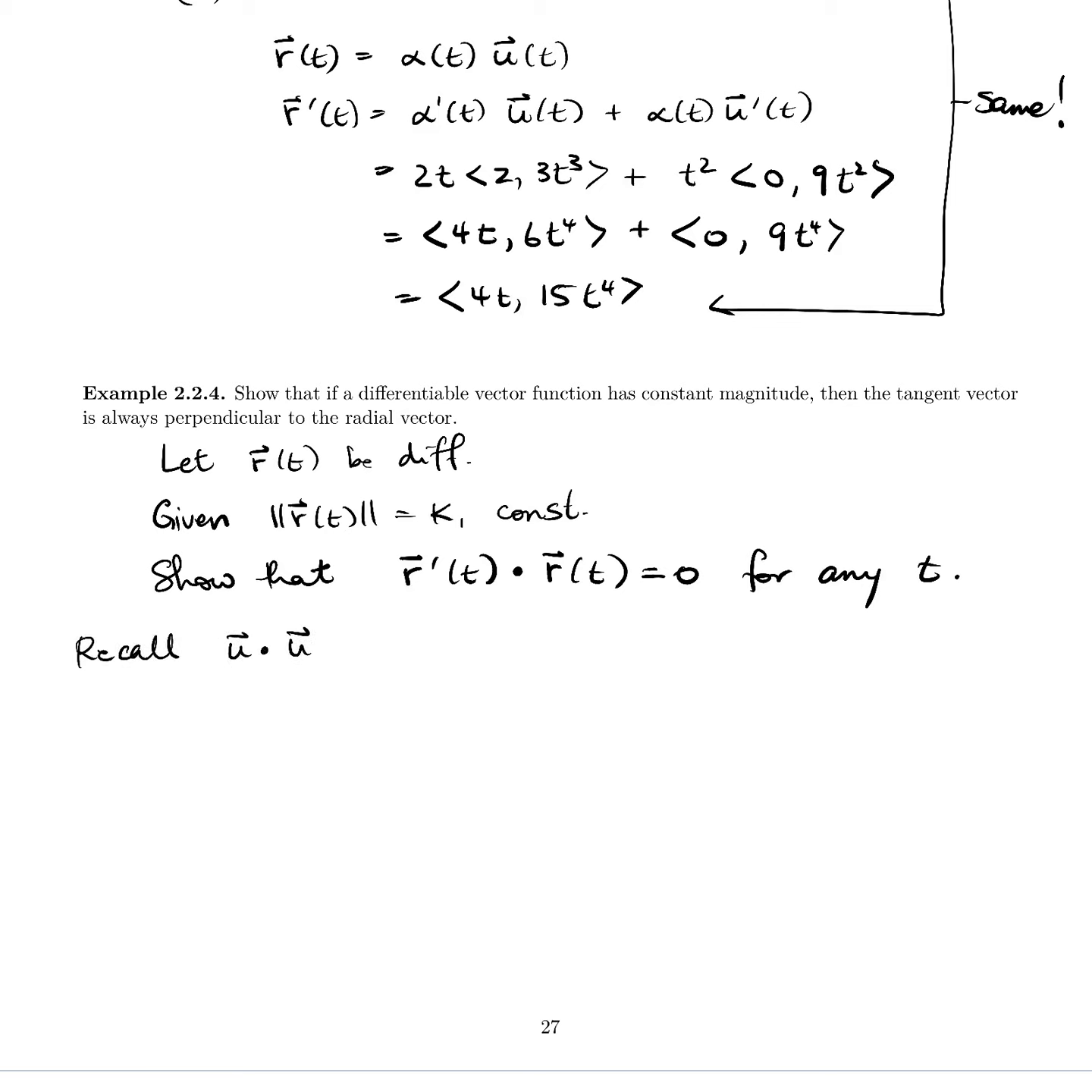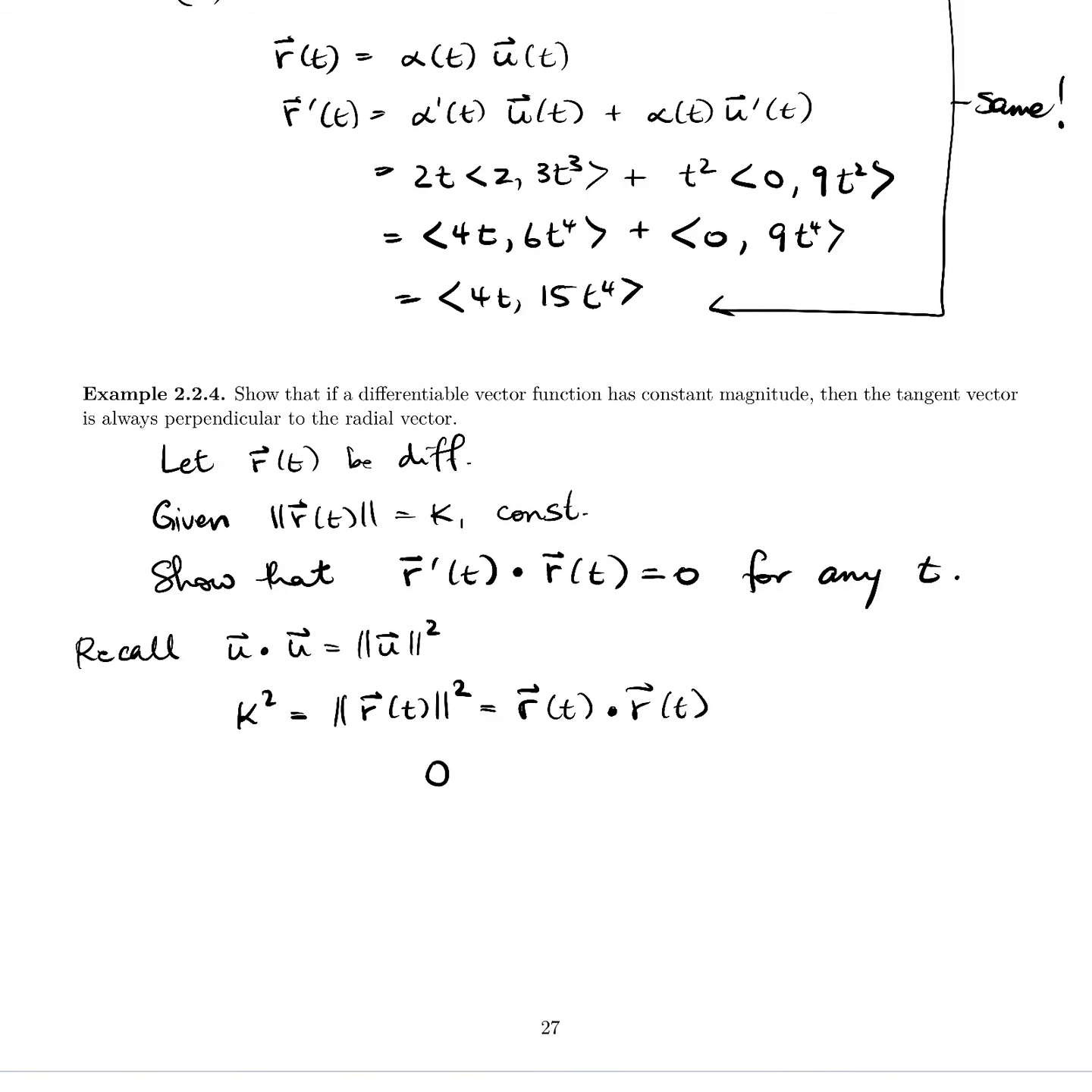And the way we're going to do that is by remembering this property, that the dot product of two vectors gives the length of the vector squared. So k squared is the length of r of t squared, which is r of t dotted with itself. Now if we take the derivative of both sides, the derivative of a constant is 0.